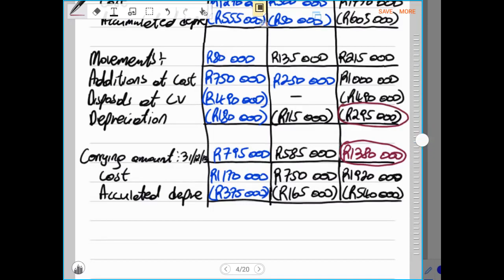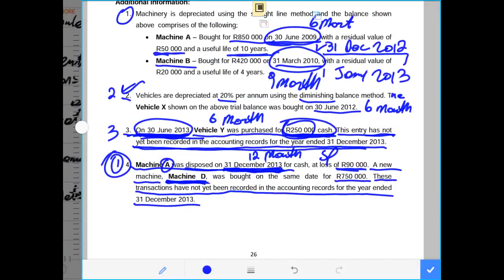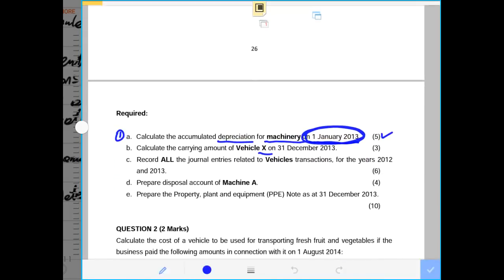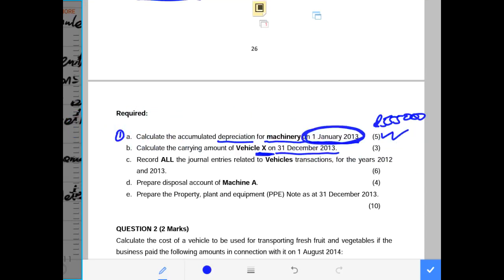So now let us go to all other short questions and see what it is that we still have to do. This one is done and dusted. Remember, the amount for this was 555,000 rands. Calculate the carrying amount for vehicle X as at 31st of December 2013. That is not yet done.